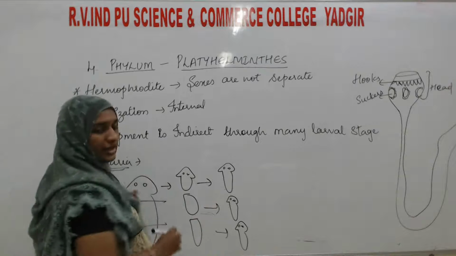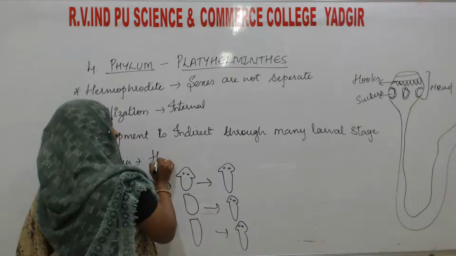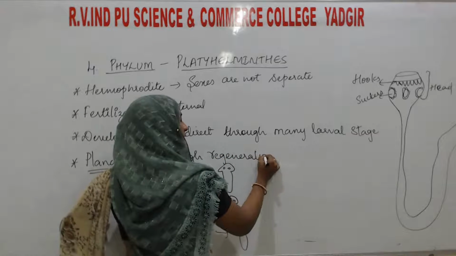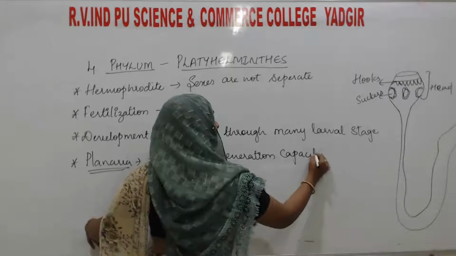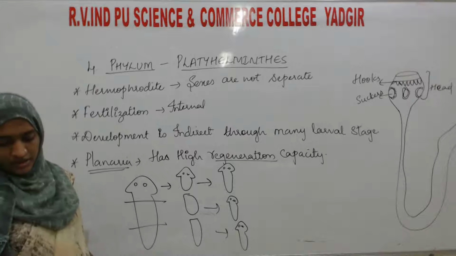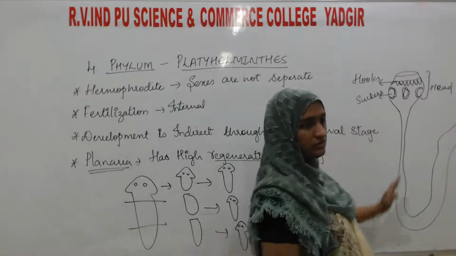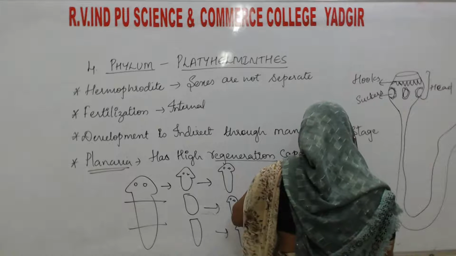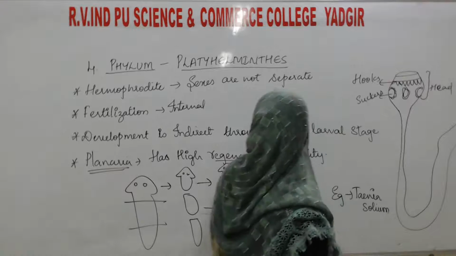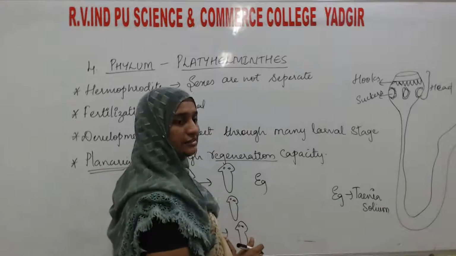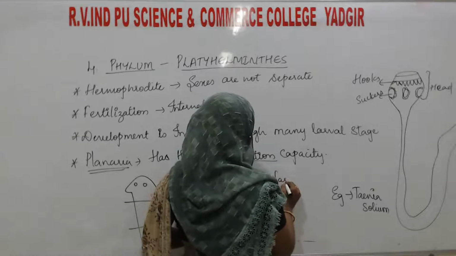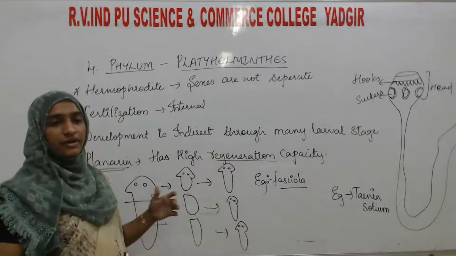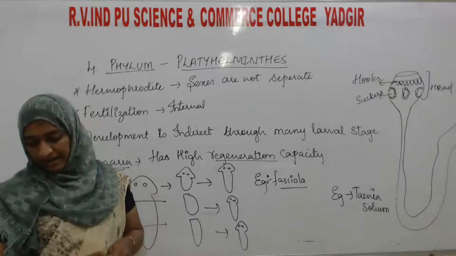So here planaria has high regeneration capacity. Example for this diagram which I had shown, this is the example: Taenia solium. Okay, one more example is there. Malaria also comes under the examples, as well as one more is there, that is the fasciola. This is also one of the examples. Planaria, fasciola, Taenia solium, these all belong to what? They belong to the phylum Platyhelminthes.